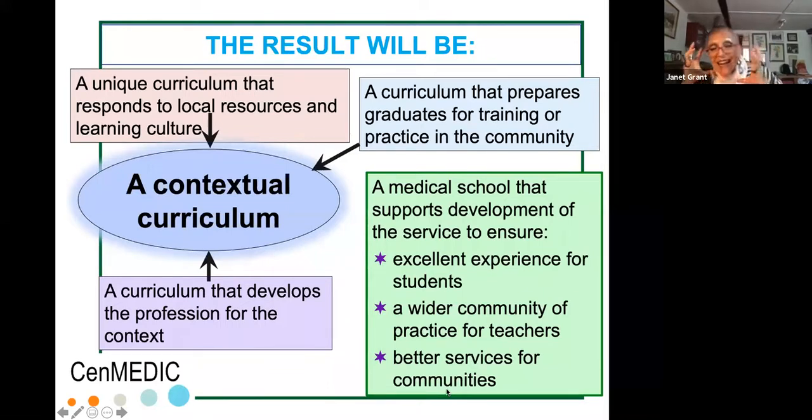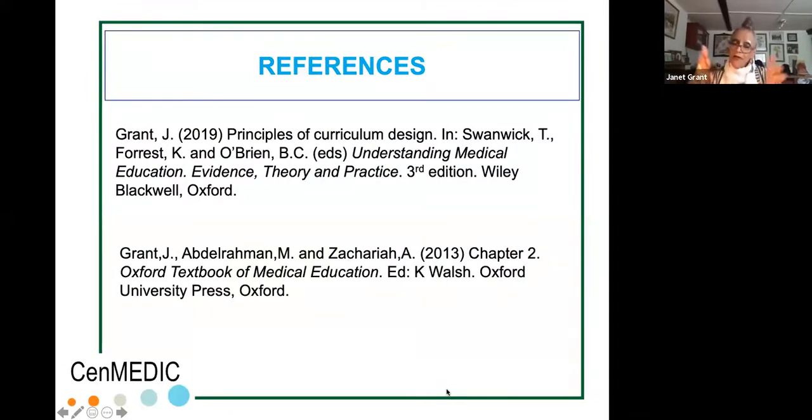So I'm saying start from a different place. Curriculum isn't about theory. Curriculum is about practice and options. If you want references, the one at the top has all the steps in it. So get hold of that. If you can't get hold of it, then ask me. And the second one describes all of the background to a contextual curriculum. That's it. I have nothing else.